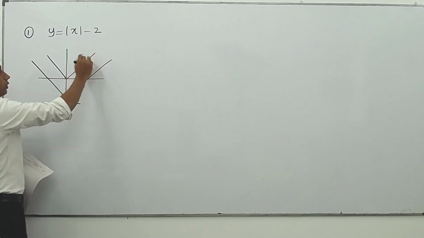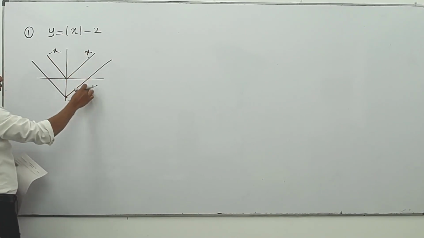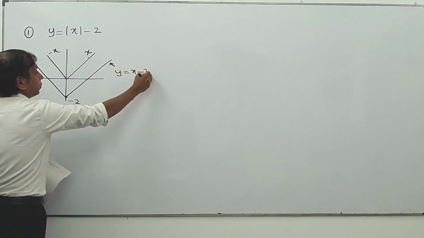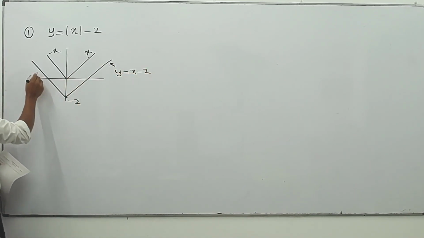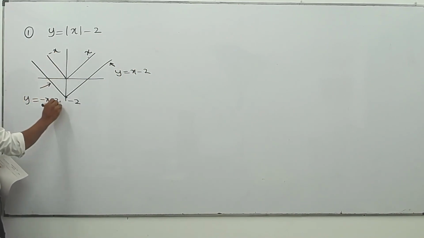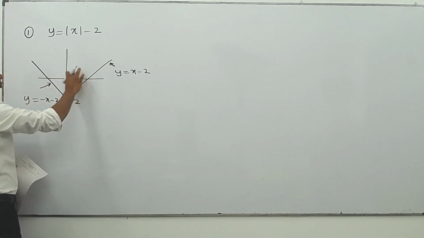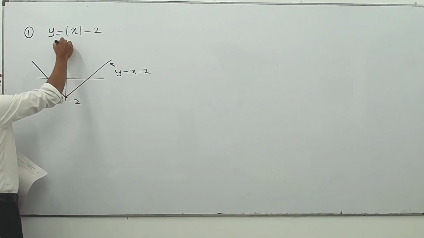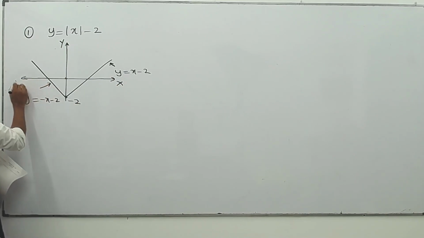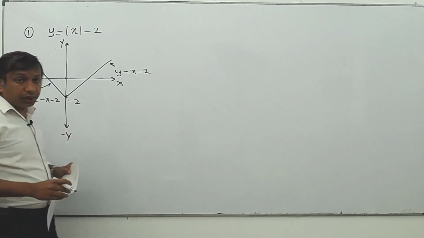This branch is y equals x, no? Here, minus x, when you draw the mod x graph. When you take this down, this branch now has the equation y equals x minus 2. This branch has y equals minus x minus 2. So, this is the y equals mod x minus 2 graph. This is the y-axis and this is the x-axis. Here minus x axis. This is minus y axis.